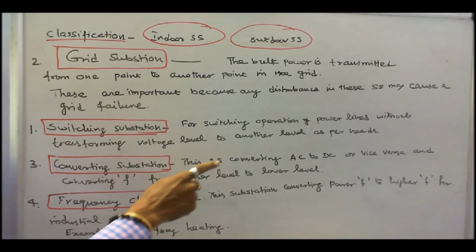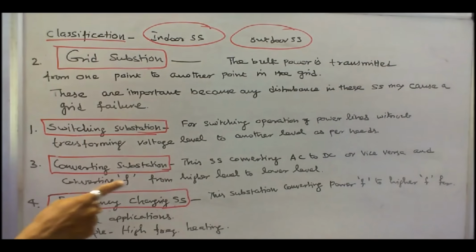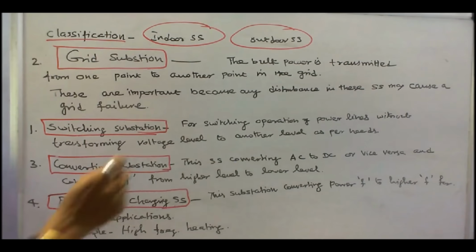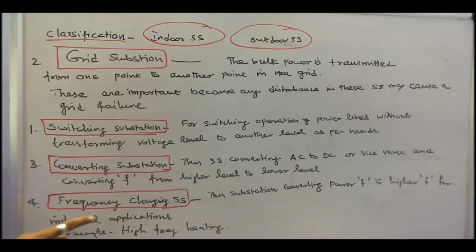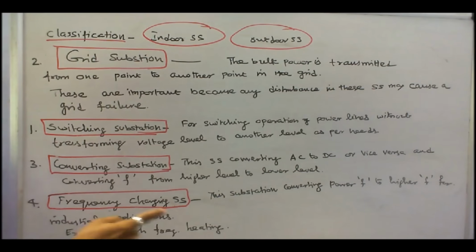Number 3, converting substation. This substation converts AC to DC or DC to AC, and converts frequency from a higher level to a lower level. Number 4, frequency changing substation. This substation converts power frequency to a higher frequency for industrial application, for example high frequency heating, dielectric heating. When we need high frequency, we go for a frequency changing substation.